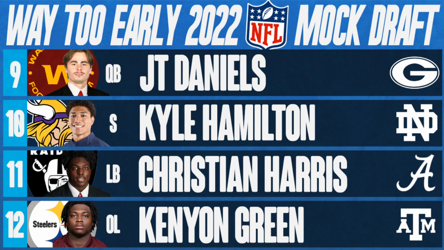6'4", 220, has great ability to defend the run in the box, but also has these great cover skills. As a freak athlete at his size, Kyle Hamilton's the real deal at the back end there, and you can use him in a lot of different ways as well.